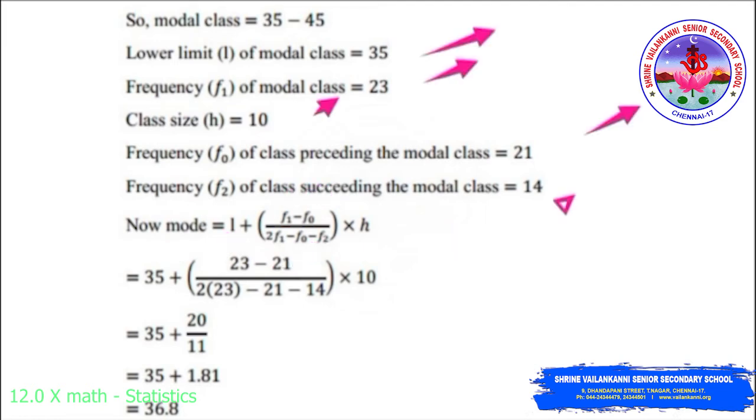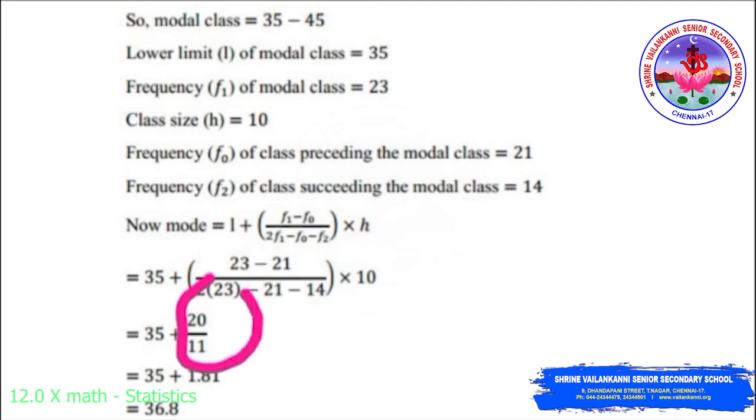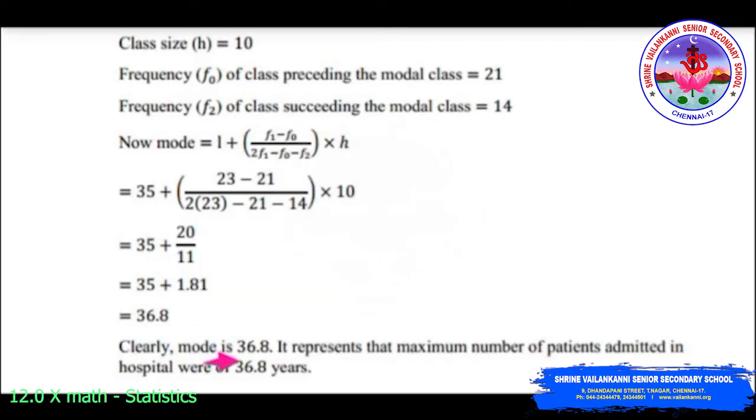Substituting the values, we get mode is equal to 35 plus (23 minus 21) divided by (2 into 23 minus 21 minus 14) into 10. Mode is equal to 35 plus 20 divided by 11. Simplifying 20 by 11, I get 1.81, which is added with 35. I will be getting mode as 36.8. Comparing mode and mean, we find that the maximum number of patients in the hospital are of the age of 36.8 years. On average, that is the mean, the age of the patient admitted to the hospital will be 35.37 years.